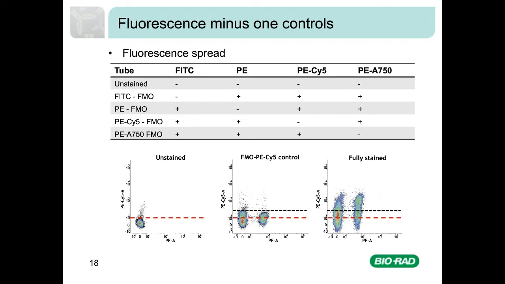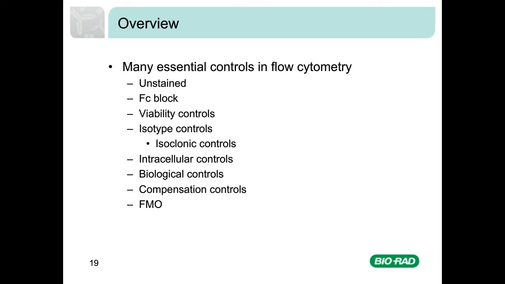So in summary, today I have shown you the various controls that are important in flow cytometry experiments. These include unstained samples, inclusion of FC blocking, and viability stains in your antibody staining protocols. I have discussed isotype controls and what they should be used for. I then discussed the various intracellular controls and biological controls that should be considered. And finally, I went through the controls that could be used when building multicolor panels, specifically single stain compensation controls and FMO controls. Remember, controls are important in all experiments, and using these controls properly should help you make the most of your flow cytometry data.